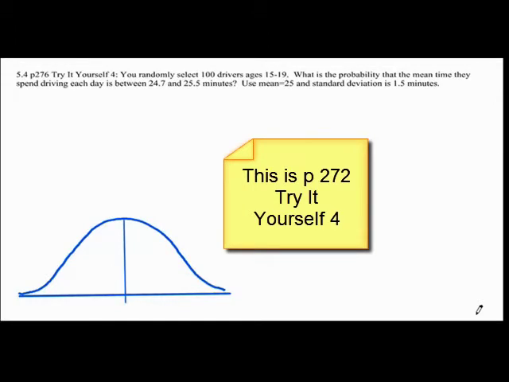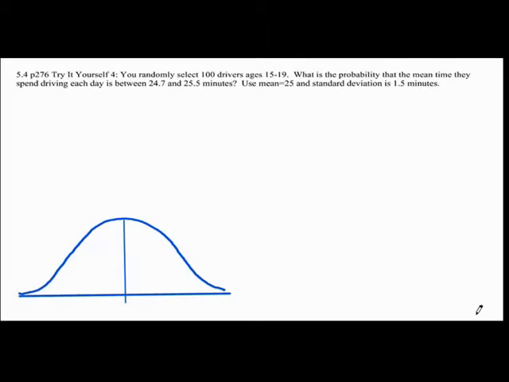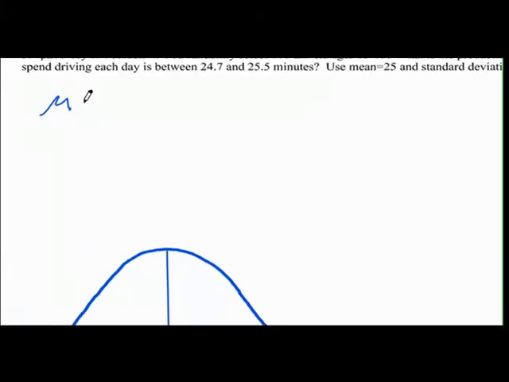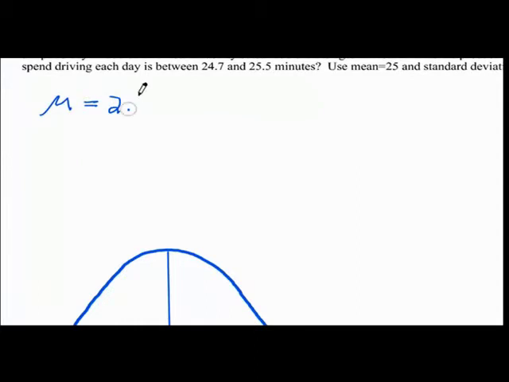Page 276, section 5.4, try it yourself 4. You randomly select 100 drivers aged 15 to 19. What is the probability that the mean time they spend driving each day is between 24.7 and 25.5 minutes? Use the mean as 25 and the standard deviation as 1.5 minutes. So first we're given the mean is 25 and the standard deviation is 1.5. And then we've also got the sample size here, which is 100.